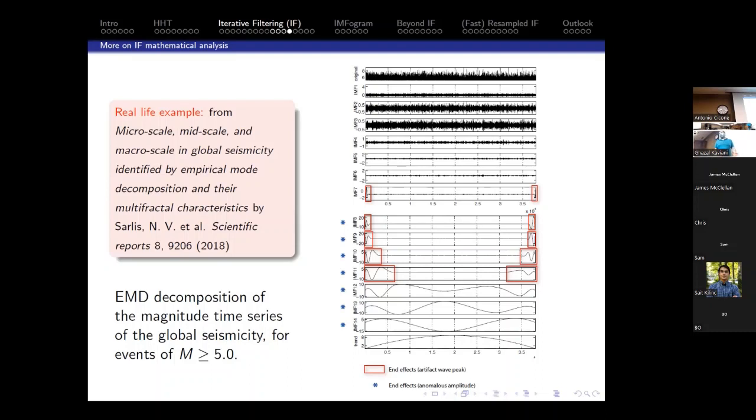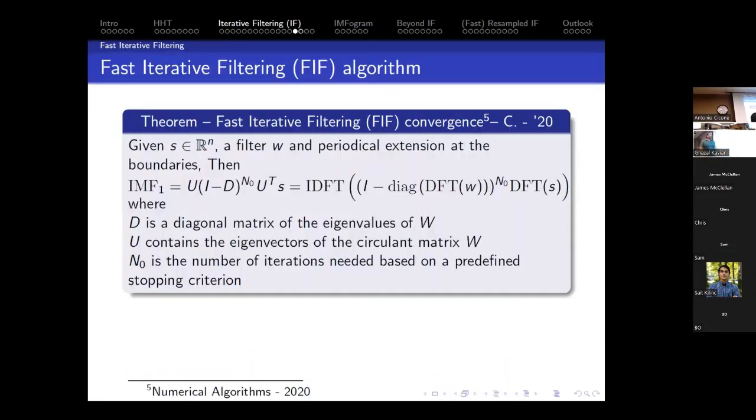Those are boundary errors that are propagating inside the signal. Okay. So you can easily fix this problem by using the pre-extension I showed you earlier. And you can get a super clean decomposition where all these IMFs basically disappear. But the really important result we got was the acceleration of the algorithm.